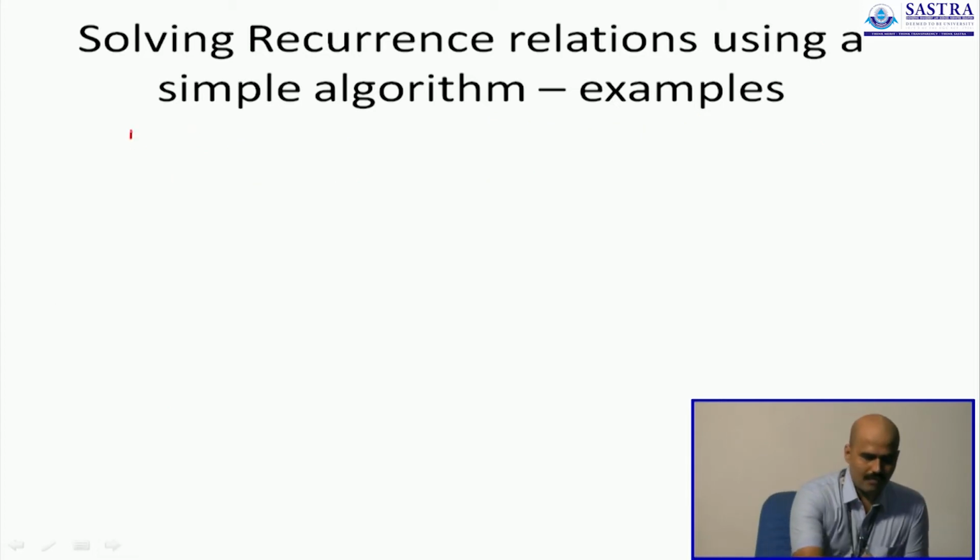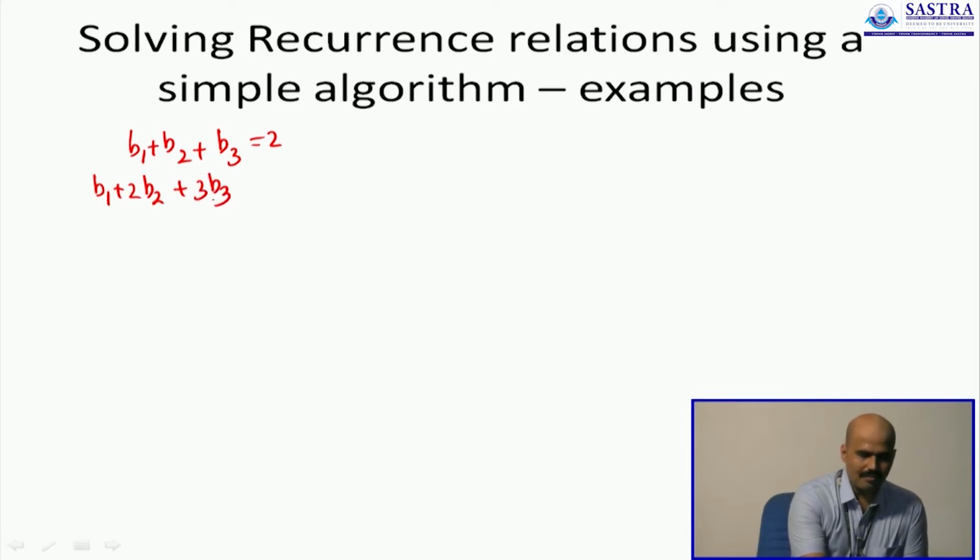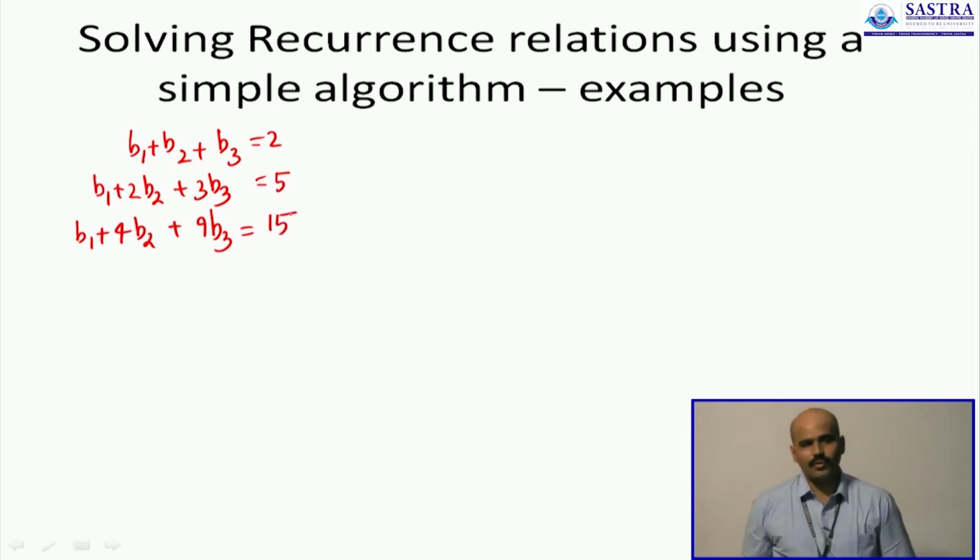So what do we have? b1 plus b2 plus b3 is 2, b1 plus 2b2 plus 3b3 is 5, b1 plus 4b2 plus 9b3 is 15. The moment you solve for these three constants, we have already solved the recurrence relation also.